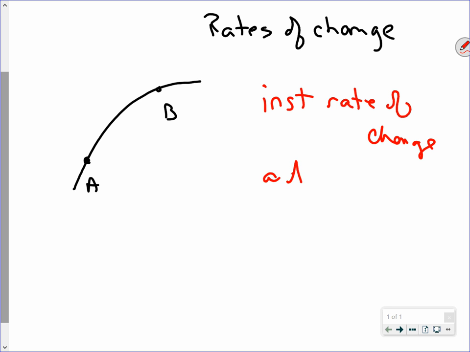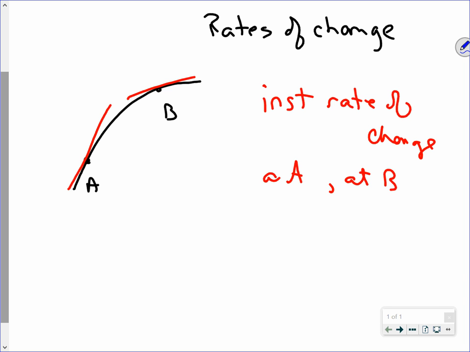So if I ask you for the instantaneous rate of change at A or at B, what we're talking about is the slope of those lines that I've written, shown right there. So the instantaneous rate of change at A is a larger number, positive, than the instantaneous rate of change at B. You would get that by finding the derivative, okay?